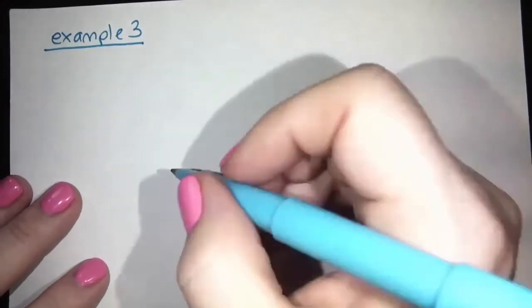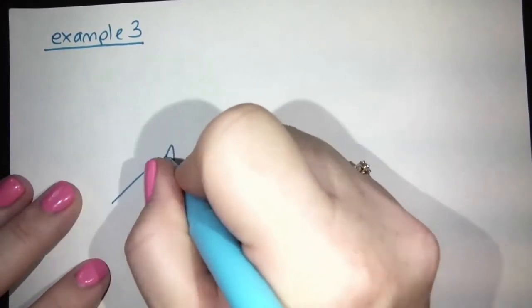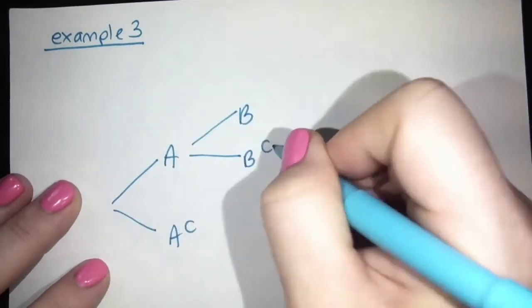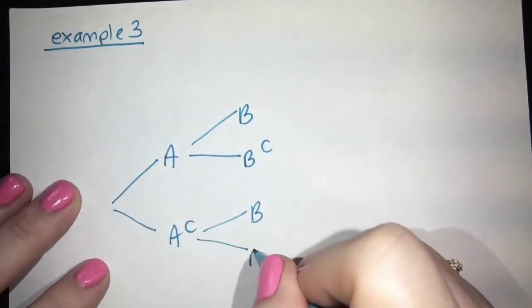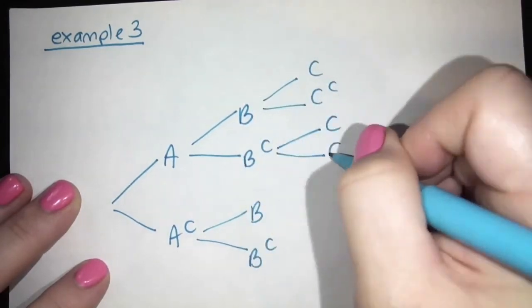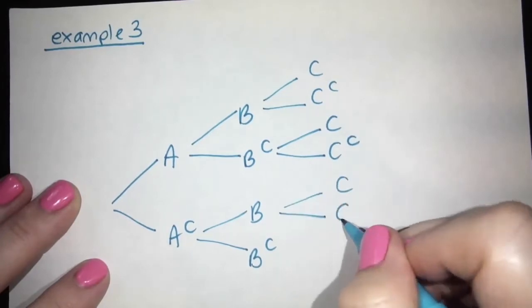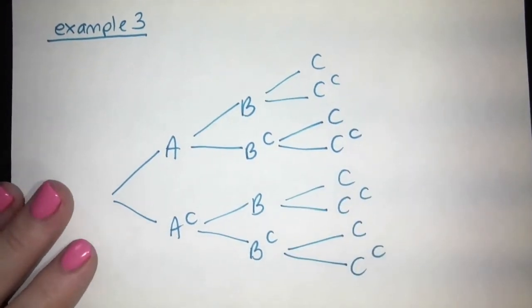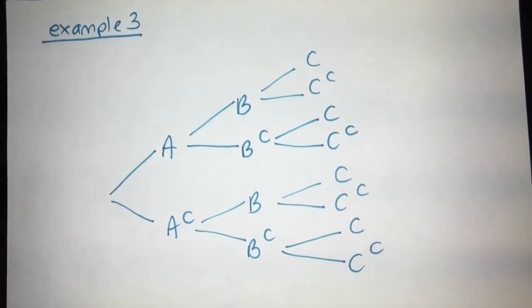Okay, we're going to do one more tree here. And I'm just going to draw it for you. And so the tree is either A or not A, B or not B from each of them, and then C or not C. So take a minute and draw that out, and we're going to fill in the numbers, and then I'm going to have you fill it out.